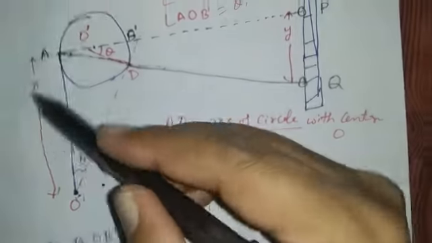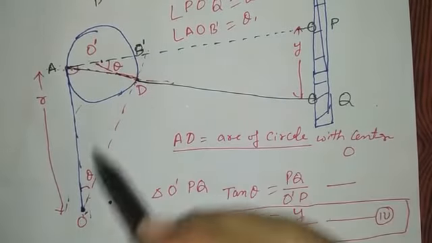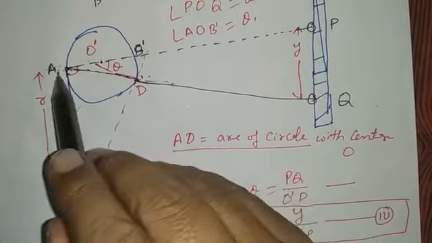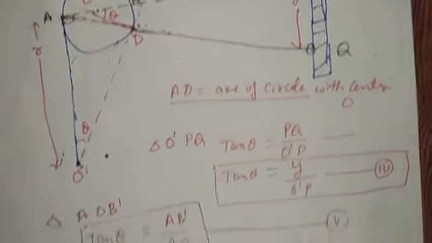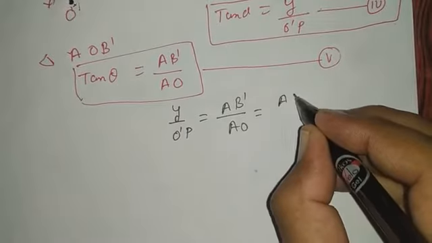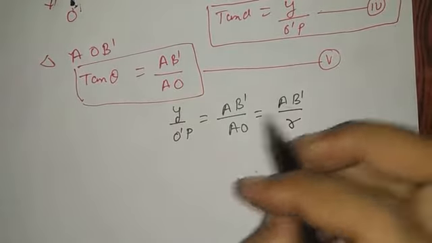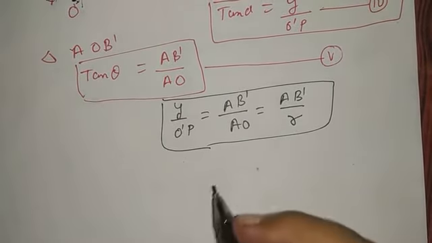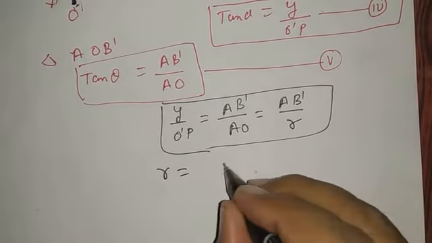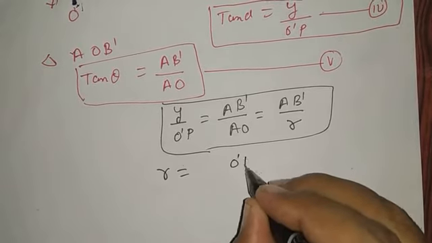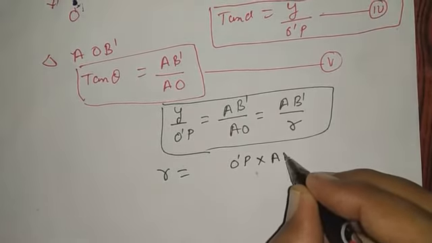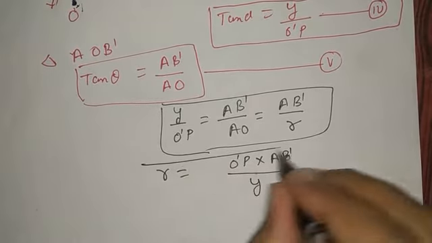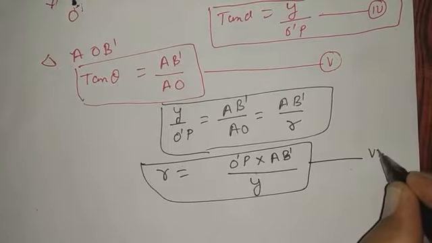Since this AO is the radius of the path, the radius of a circle, and AD is the path traveled in the magnetic field, right? So we may write AB dash by the radius of the path. By solving it, one may obtain R is equal to O dash P into AB dash by Y. This is equation 6.